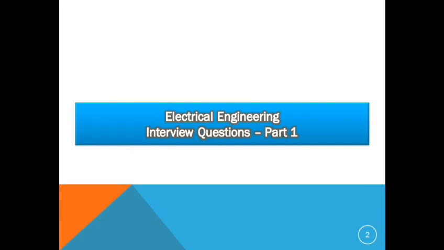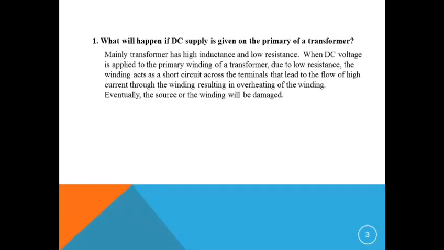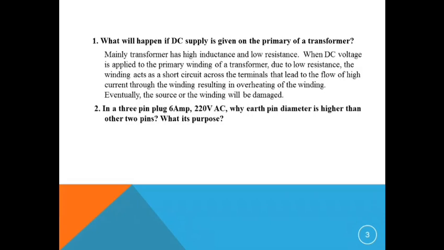Today we will go through some electrical engineering questions. First question: what will happen if DC supply is given on the primary of a transformer? Mainly, a transformer has high inductance and low resistance.